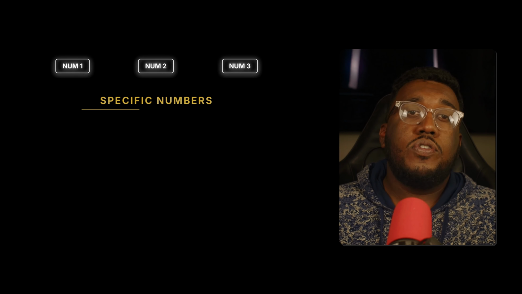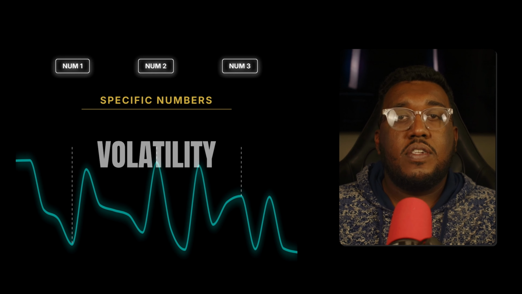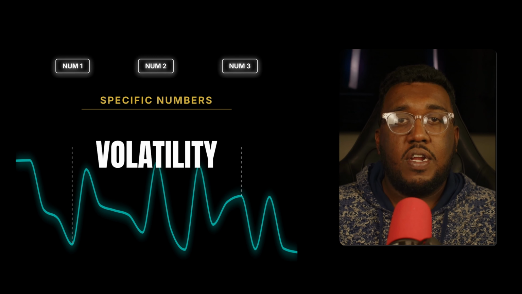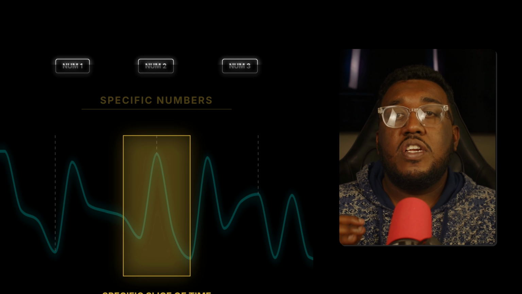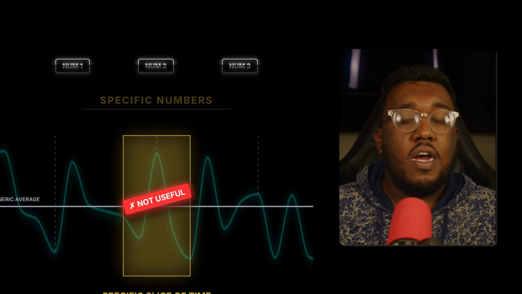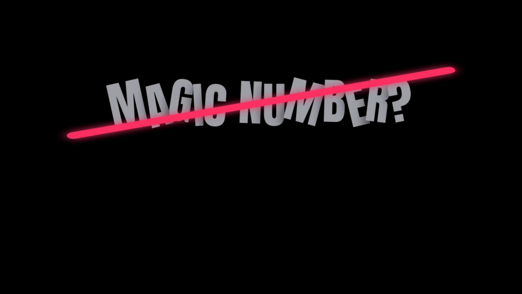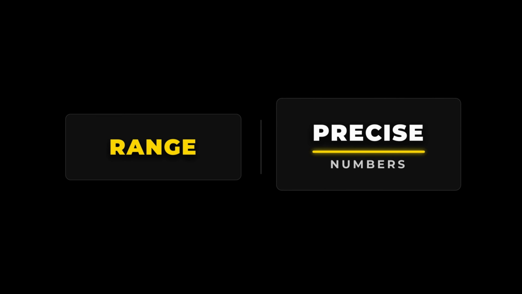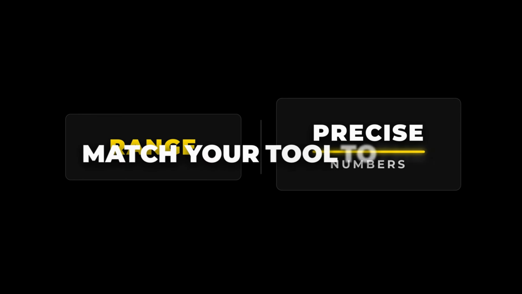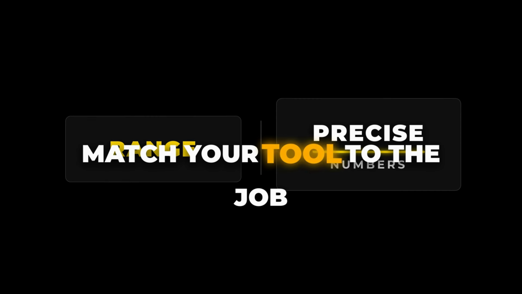Now, by using those specific numbers, you guys align the math with the natural volatility of the stock or asset you guys are trading. You guys are going to be focusing on that specific slice of time rather than the generic average. That average is not going to do you guys any good, unfortunately. So this isn't really about finding that magic number that works every single time, because it's not going to work every single time. You guys have to have a range, and you guys have to have precise numbers for each specific time frame.